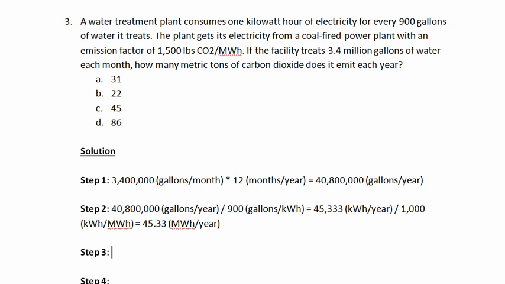Now all that's left to do is to multiply our electricity consumption in megawatt hours per year by the emission factor, which was given to us in the problem. So 45.33 megawatt hours per year, multiplied by 1,500 pounds of carbon dioxide per megawatt hour, is going to give us 68,000 pounds of carbon dioxide per year.